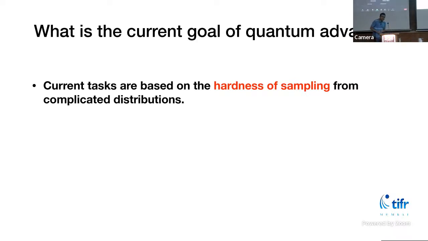So current tasks that these quantum computers can solve, these NISQ computers, are actually pretty contrived. These are hardness of sampling from certain very contrived, complicated distributions that are in some sense tailor-made so that the quantum computer does get a speed up. What are some of these distributions? That's something that we'll see in the next slides. But yeah, these tasks are not like real world applications.